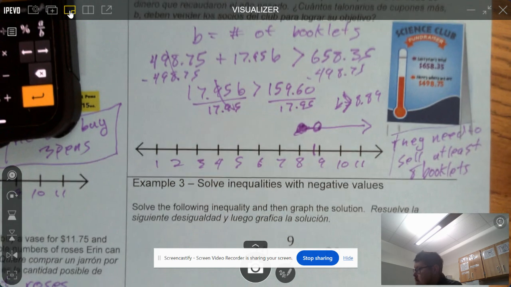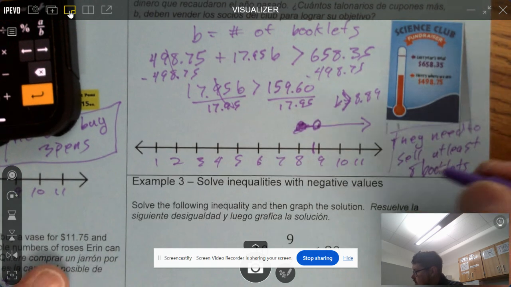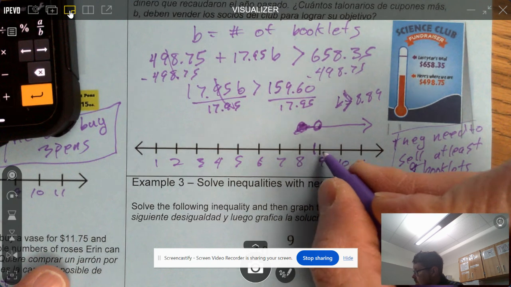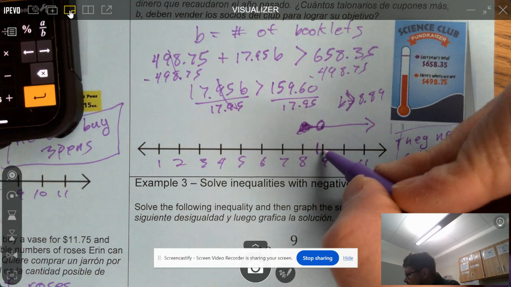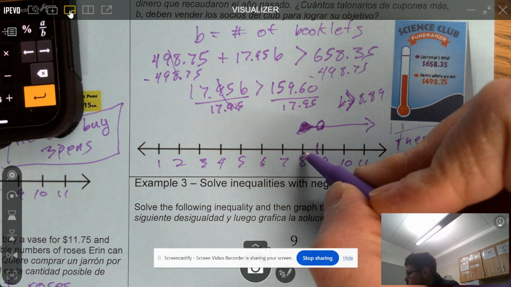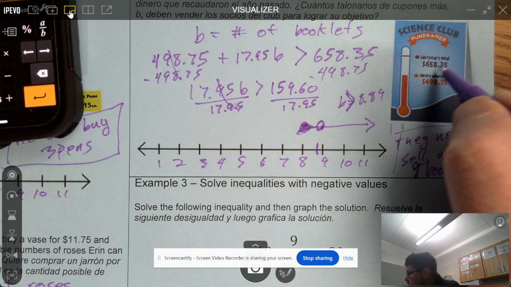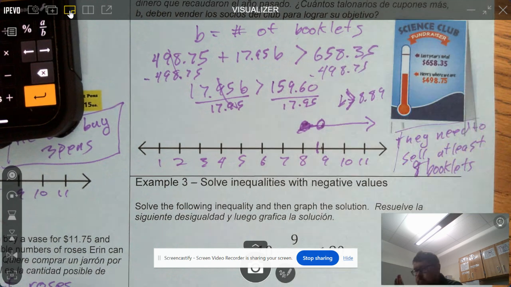Okay. Oh, my bad, 9. Because 8 won't get them there, right? They have to actually go up because it's greater than. Ooh, that was a close one, right? So they actually have to hit that 9, because if they sell 8 of them, then they'll be short that 17.95 of that total. But if they sell 9, they'll go above it. Ooh, there we go.